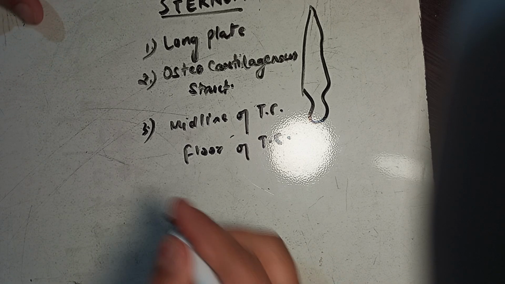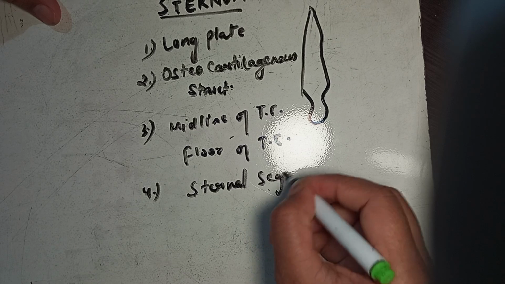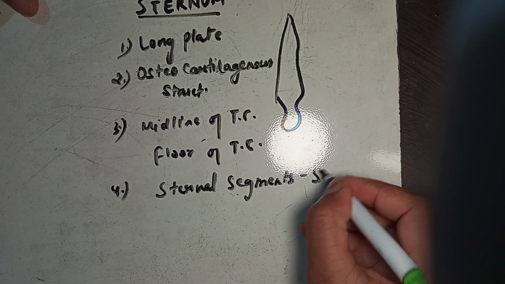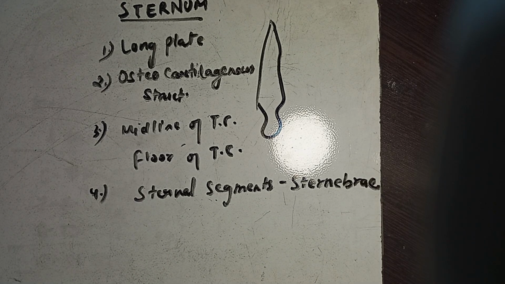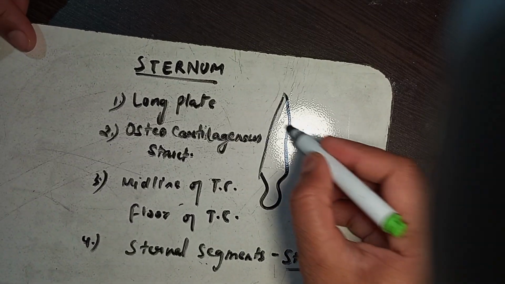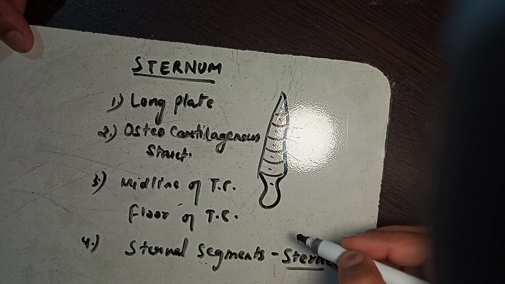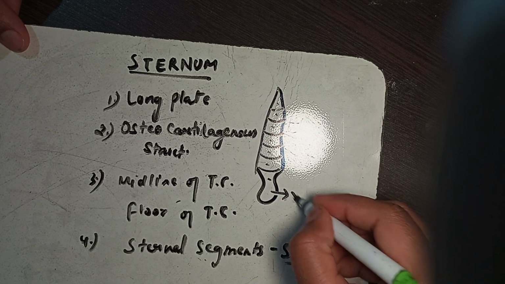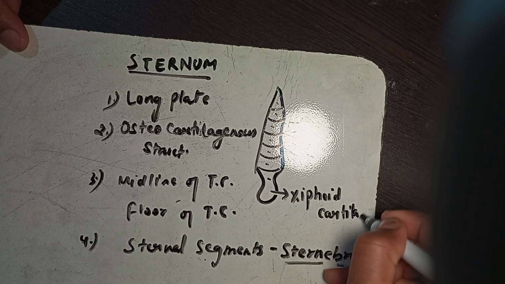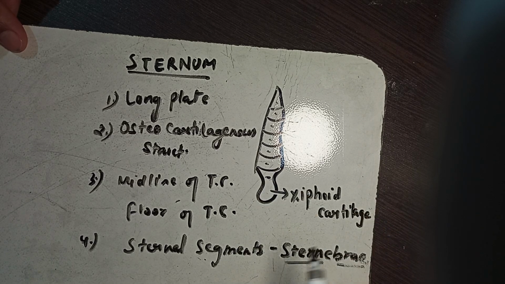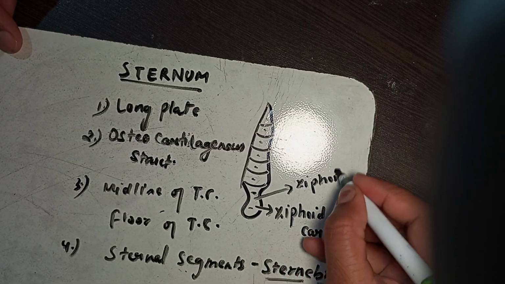Now what is this bone composed of? This bone is composed of several sternal segments, and these sternal segments are called sternebrae, just like vertebrae. So there are segments: one, second, third, fourth, fifth, sixth and seventh segment. Now at the end of the seventh segment is the xiphoid cartilage. The seventh segment connects with the xiphoid cartilage through the xiphoid process.